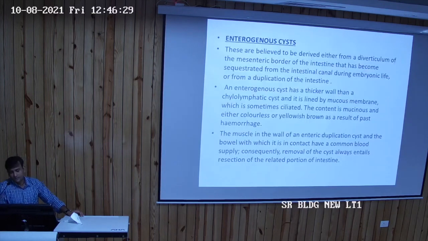The other type of cyst is the enterogenous cyst. These are believed to be derived either from a diverticulum of the mesenteric border of the intestine that has become sequestrated from the intestinal canal during embryonic life, or from a duplication of the intestine. The enterogenous cyst has a thicker wall than the chyliolymphatic cyst and is lined by mucous membrane, which is sometimes ciliated. The content is mucinous and either colorless or yellowish brown as a result of past hemorrhage.